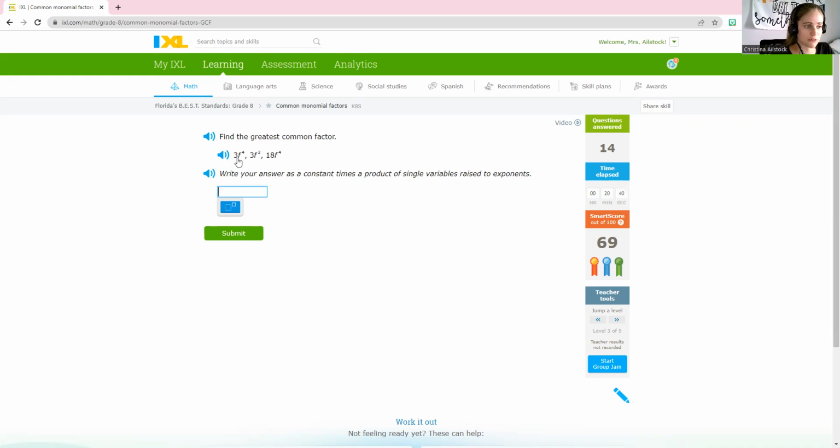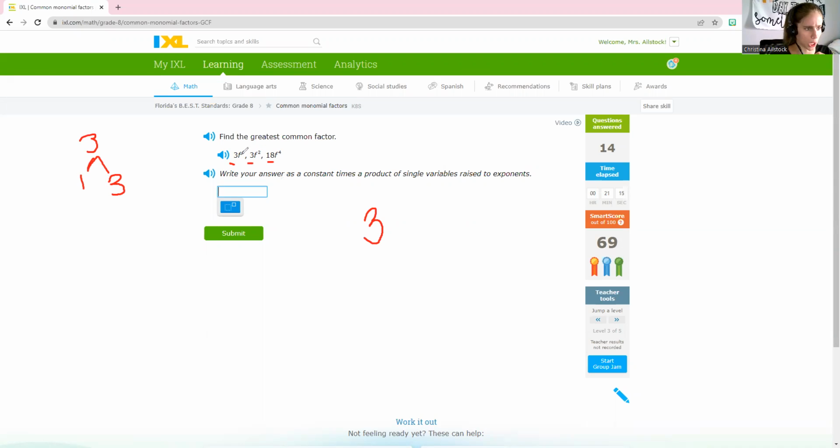But we have 3f to the 4th, 3f squared, and 18f to the 4th. When I look here, I'll walk you through how I'm able to see the answer quickly. I notice my coefficients are 3, 3, and 18. Well, 3, I know, only breaks down into 1 and 3. And then we have a second 3. They both have a 3 in common. And then can 3 go into 18? Yeah, 3 is a factor of 18. So that tells me the number part of my GCF must be 3.